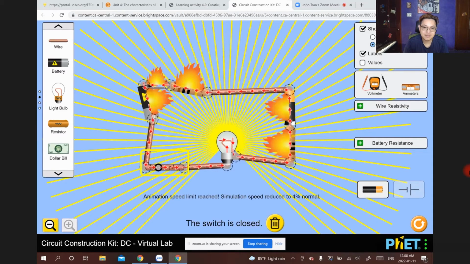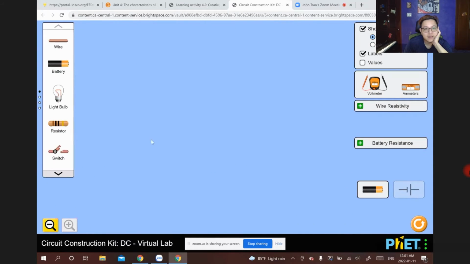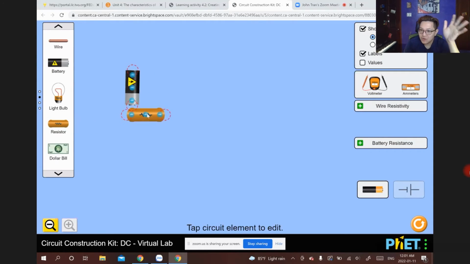See what's happening? It explodes. You know why? Too much voltage. When you apply so many batteries there, the load is so much that it produces a lot of heat. So never overload something. Never overload.